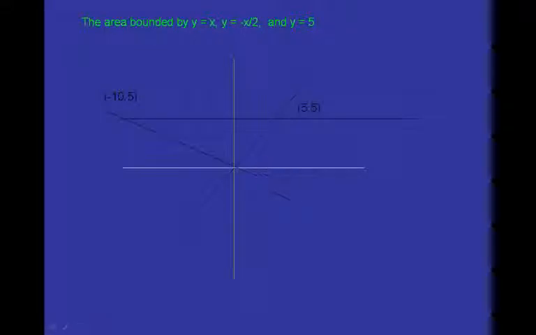Okay, this is a quick recording for a particular problem. This is problem number 5 on practice 7.1, and we are to find the area bounded by y equals x, y equals negative x over 2, and y equals 5. And you can see I've drawn in the particular graphs. So the area that we're going to be finding is the area in here.